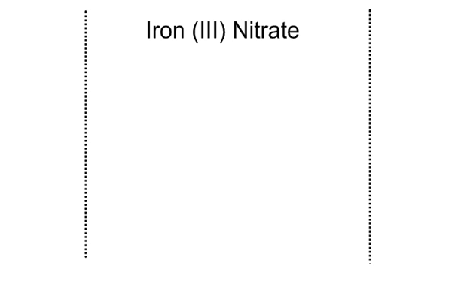One more example. Iron 3 nitrate. My iron 3 ion is Fe3+. My nitrate ion is NO3 1-. This is a polyatomic ion. Now, for purposes of making my formula, everything else still applies. Even though this is a polyatomic ion, I treat it like a single ion.